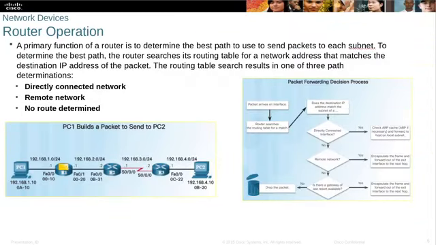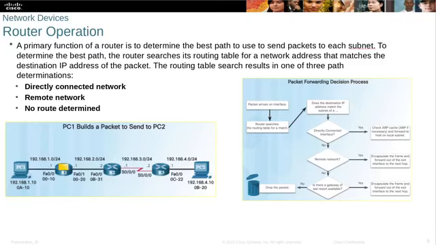Okay, so looking at router operation, the primary function of the router is to determine the best path to use in order to send packets to each subnet, and in order to determine the best path, the router searches through its routing table for a network address that matches the destination IP address of the packet.